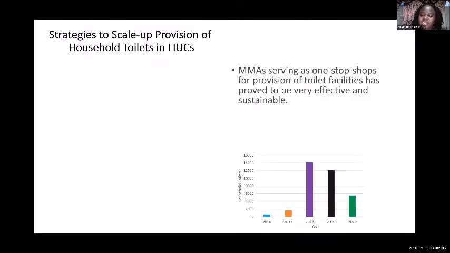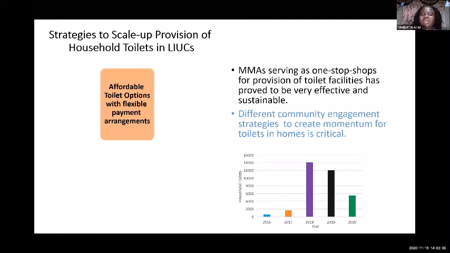How did we do it? So for us to scale up all this intervention, we realized that the municipal assemblies or the city authorities is the one-stop shop for toilet provision. So anybody in the community, whether low income, you have land title or not, you can walk to the assembly and register for a toilet facility. And any interventions that is available, you have the right to access it.